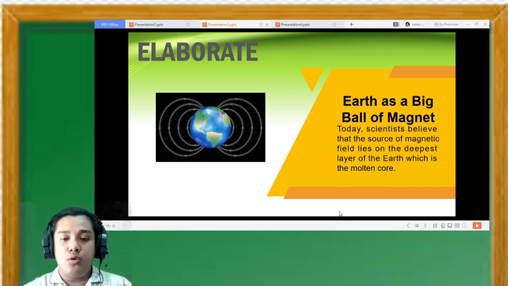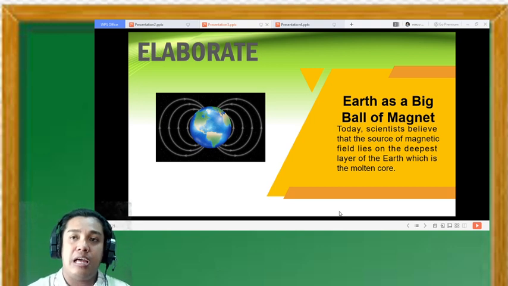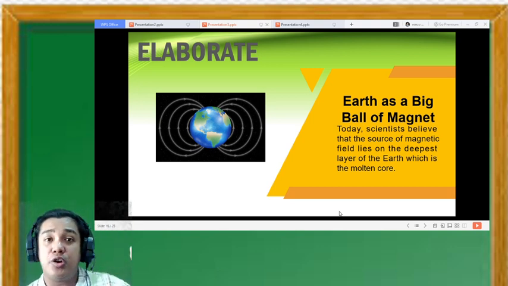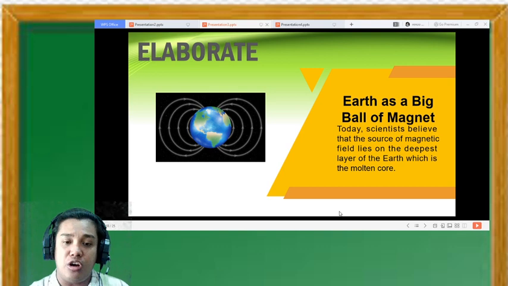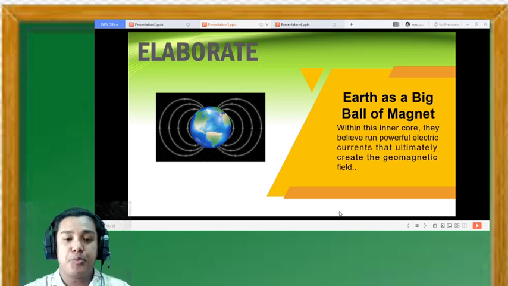Today, scientists believe that the source of the magnetic field lies in the deepest layer of the Earth, which is the molten core. As we discussed last time about the different layers of the Earth, I also discussed the magnetic field of our Earth. Within the inner core, they believe an electric current runs that ultimately creates the geomagnetic field.